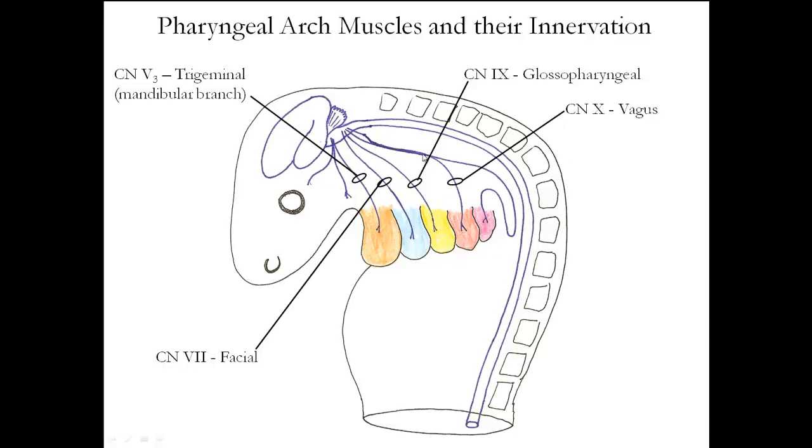And the vagus nerve actually sends off its recurrent branch, loops around the aorta on the left and the subclavian artery on the right before it makes it back to the sixth arch. This is where those laryngeal muscles come from. So all the laryngeal muscles come from the sixth arch, with the exception of the cricothyroid muscle, which is the one not innervated by the recurrent branch.